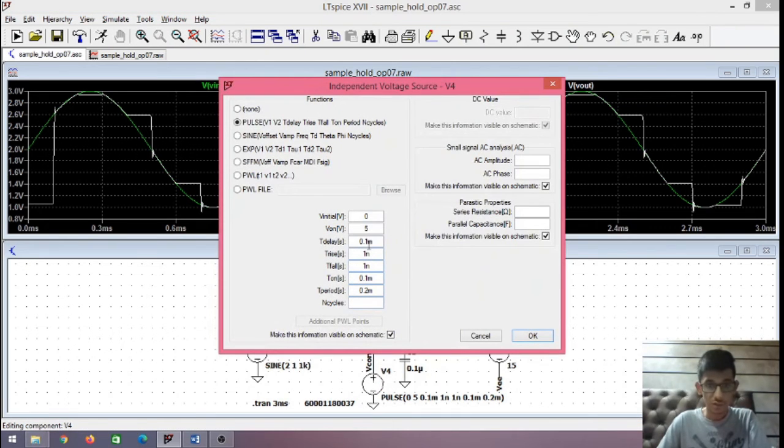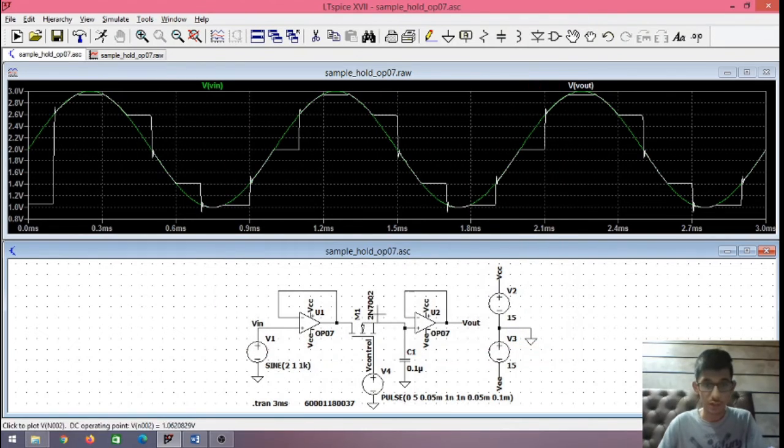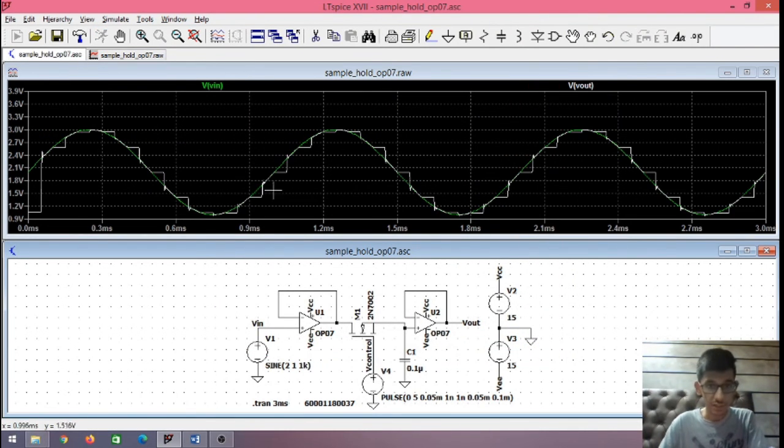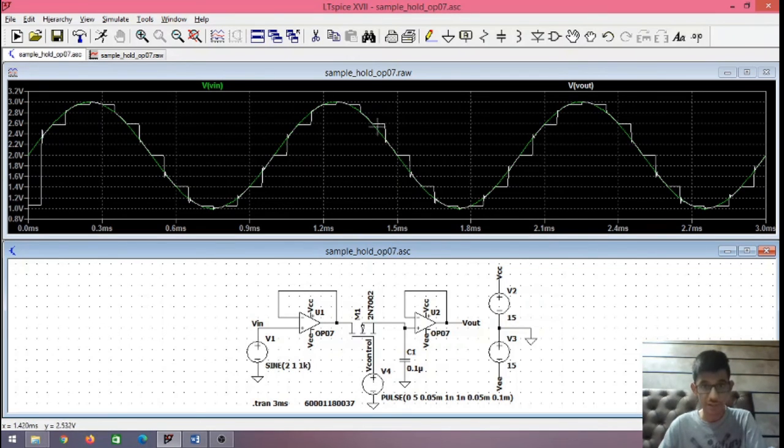This can be changed. We can make it more precise. We can make it 0.05 ms. This will also be 0.05, half of the T on, and the T on will be 1. So it will double the number of clock periods that we are giving to this MOSFET, and the clock for this, so we can see it tracks and checks its value more often than previously.